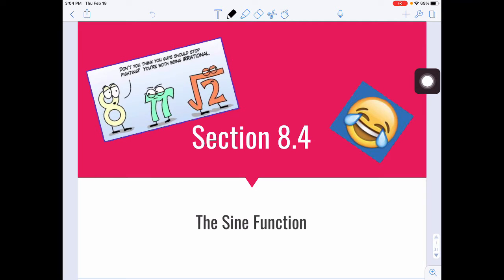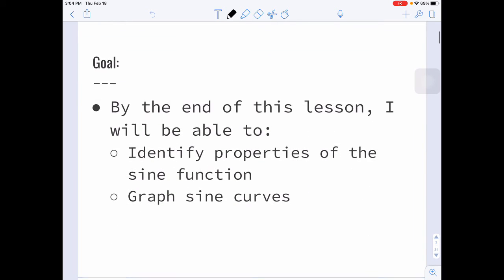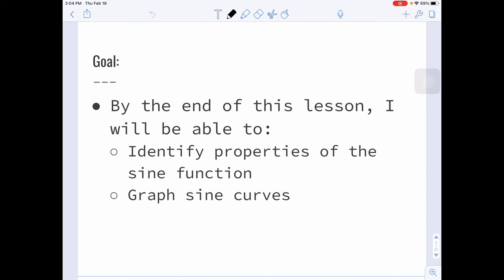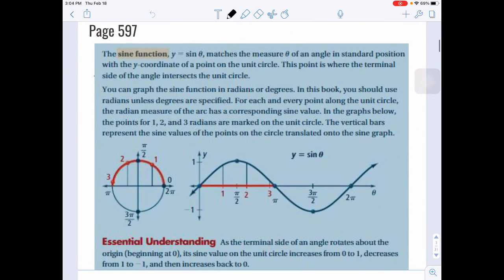Section 8.4 is the sine function. Our goal is to identify properties of the sine function and graph sine curves. On page 597, we have the sine function y equals sine of theta matches the measure theta of an angle in standard position with the y-coordinate of the point on the unit circle. This point is where the terminal side of an angle intersects the unit circle.